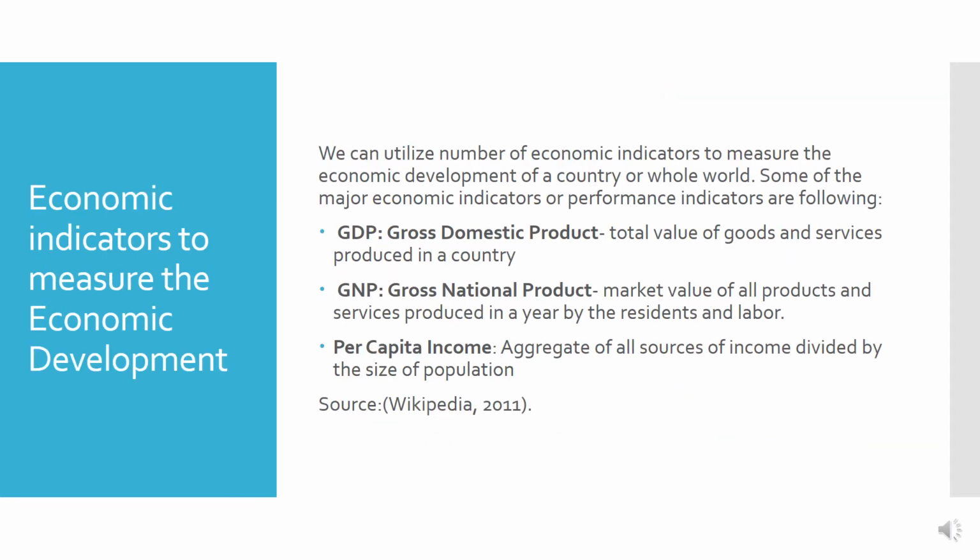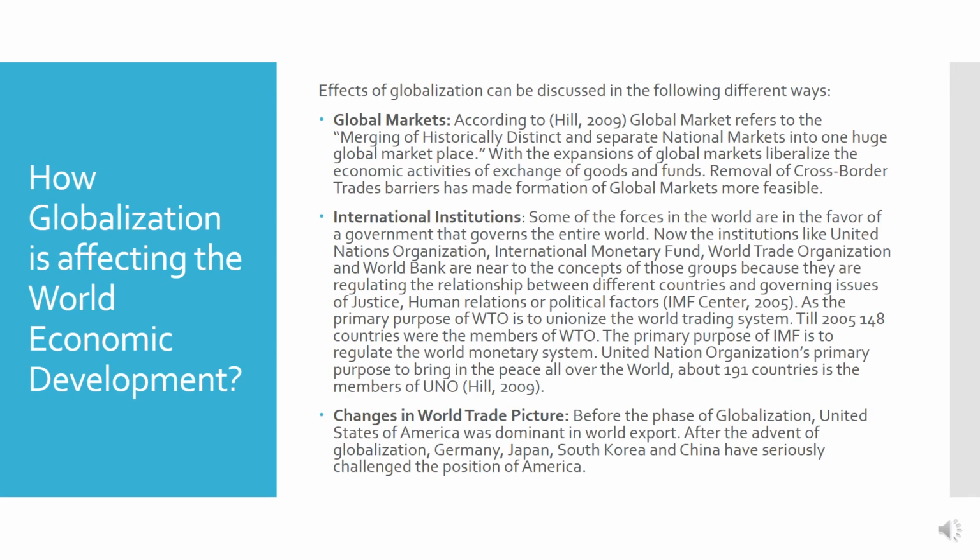Now, we can utilize a number of economic indicators to measure the economic development of a country or the whole world. Some of the major economic performance indicators are, the first is GDP, the gross domestic product. What is that? It is the total value of goods and services produced in a country. The second is gross national product, GNP, which is the market value of all products and services produced in a year by the residents and the local labor. Then per capita income. What is that? Aggregate of all sources of income divided by the size of population.